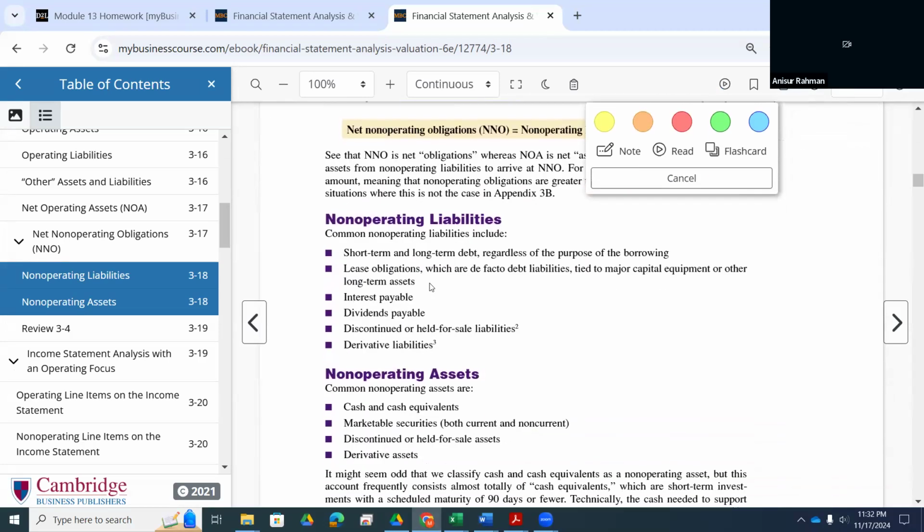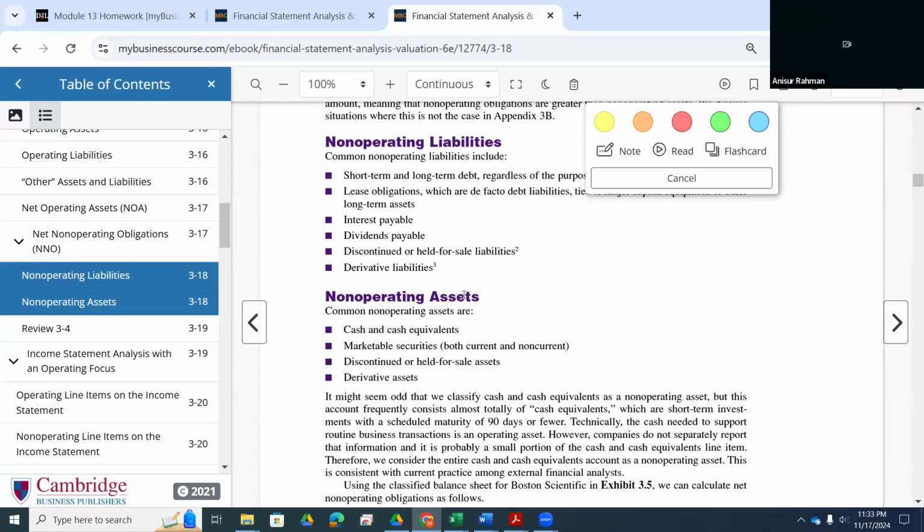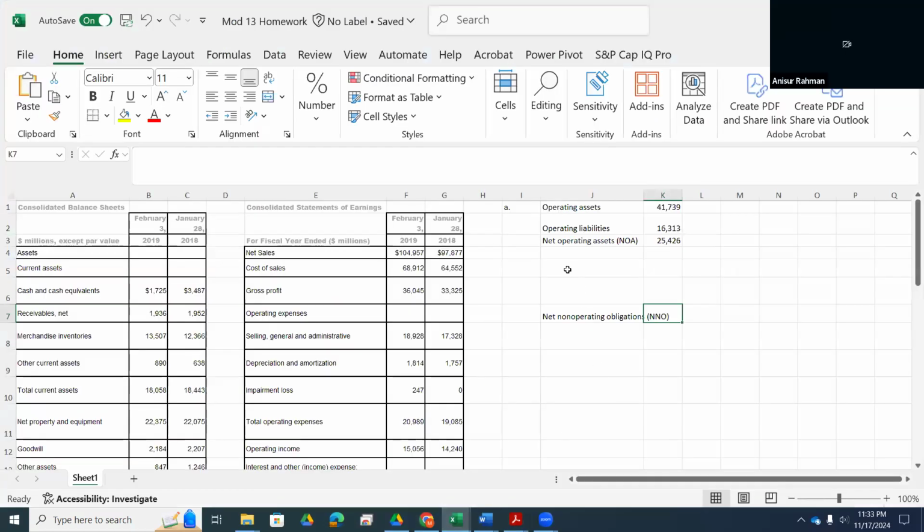So these are our non-operating liabilities. Short-term and long-term debt that we excluded in calculating operating liabilities. Lease obligations, interest payable, dividends payable, discontinued or held for sale liabilities, derivative liabilities. These are our non-operating assets: cash and cash equivalents that we excluded when calculating operating assets. Marketable securities, discontinued or held for sale assets, derivative assets. Okay, let's go do that.